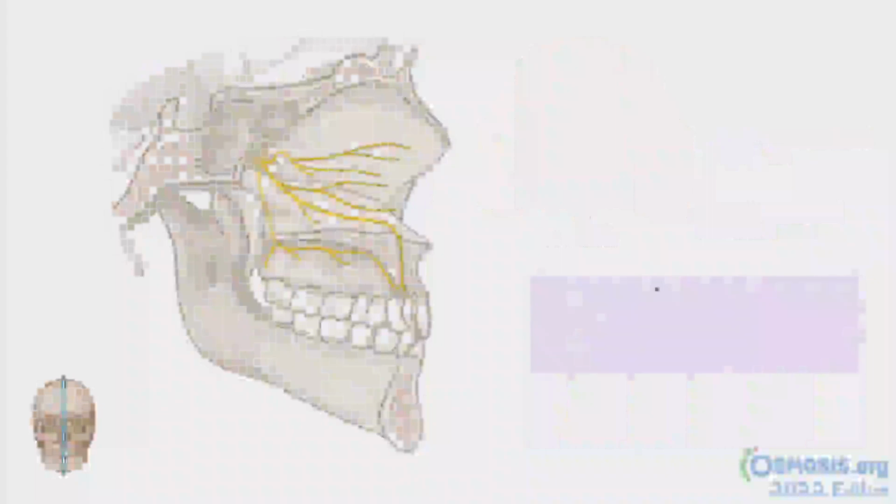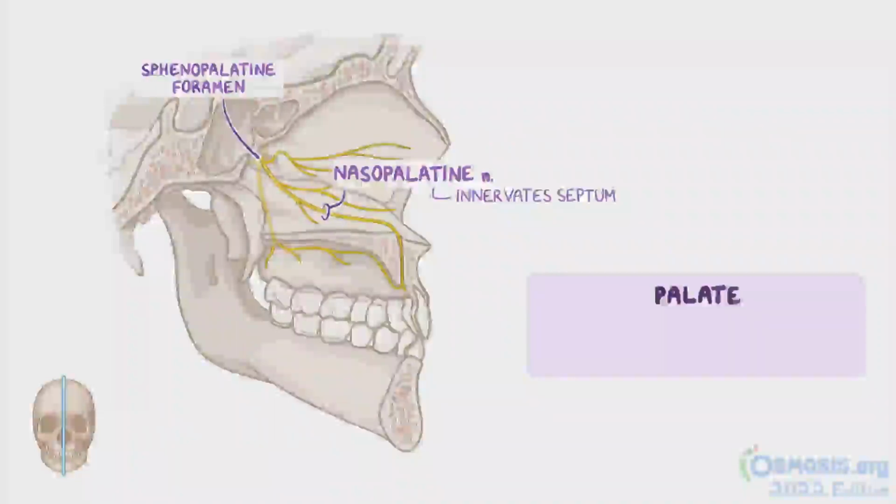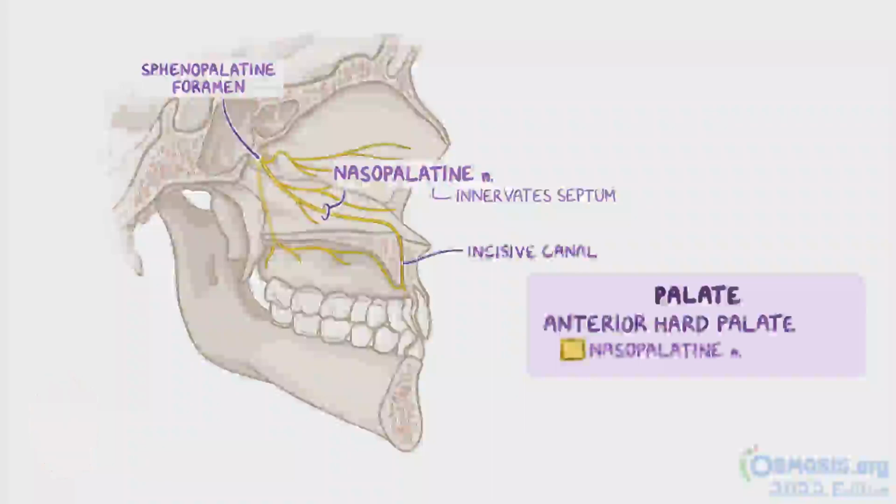Now, the maxillary nerve gives off another branch in the pterygopalatine fossa called the nasopalatine nerve. This nerve enters the nasal cavity first through the sphenopalatine foramen. After innervating the septum, the nasopalatine nerve enters the oral cavity through the incisive canal and innervates the anterior part of the hard palate. Now let's take a quick quiz before the recap.